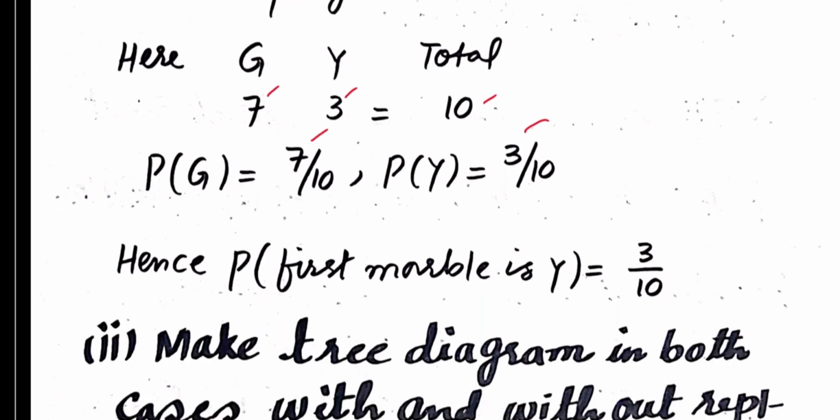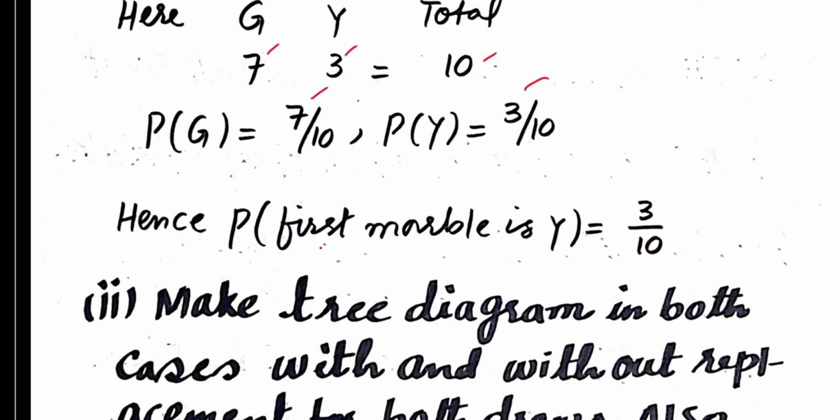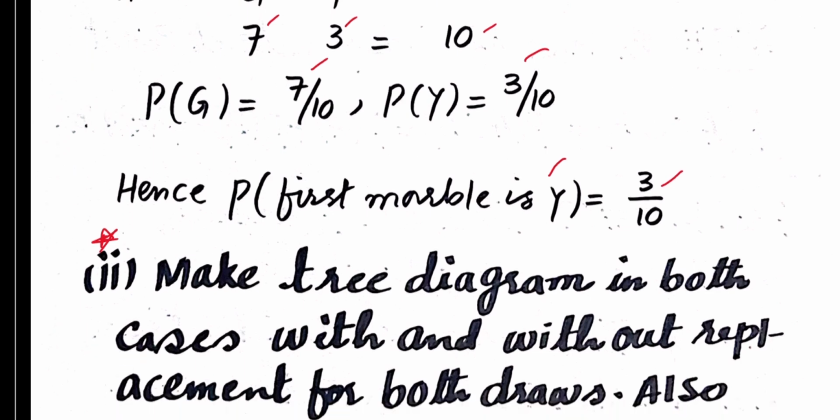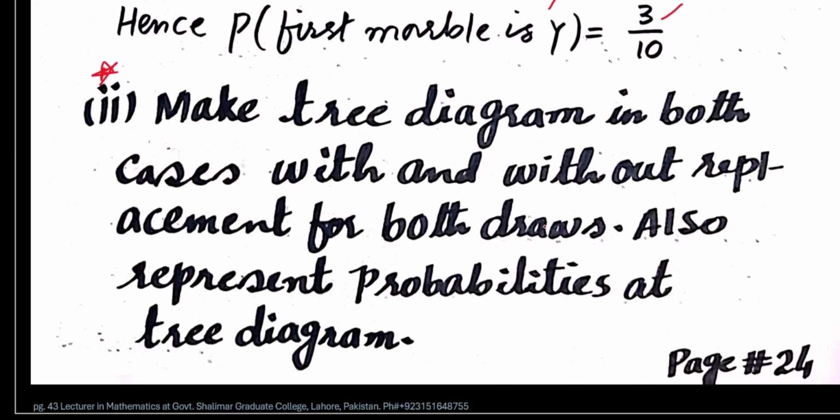We have to draw a marble. What is the probability that the first marble is yellow? This is simply given by 3 over 10. This part is interesting. Make a tree diagram in both cases, with and without replacement, for both draws. Also represent the probabilities on the tree diagram.